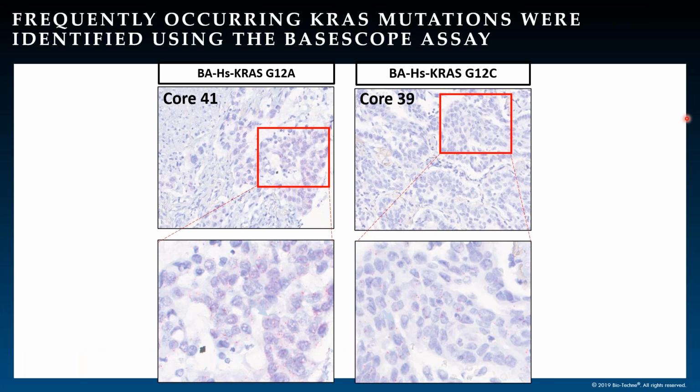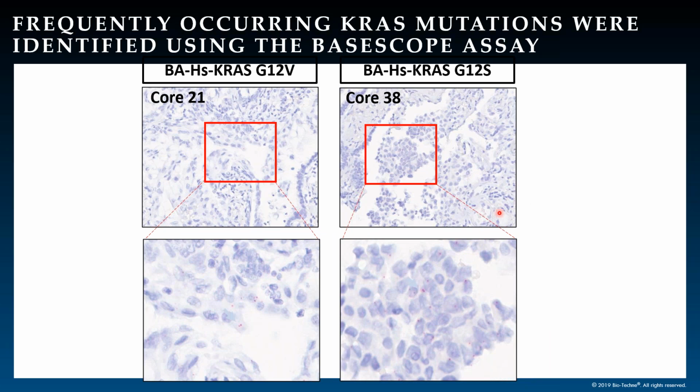And next, we went on to detect the G12A and G12C mutations. Again, this is core 41, which is known to have the G12A mutation by DNA sequencing. Similarly, core 39, known to have the G12C mutation verified by DNA sequencing. And using our BaseScope assay, we were specifically able to identify these cells that were expressing the mutant KRAS transcript.